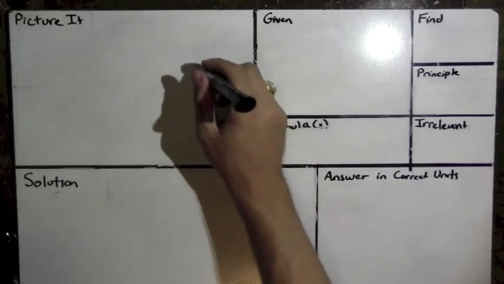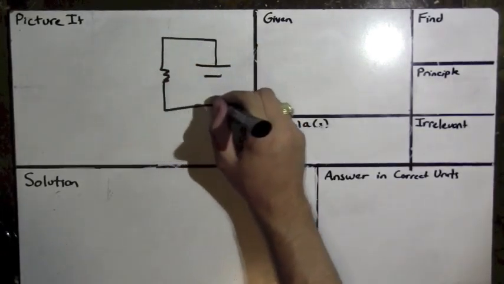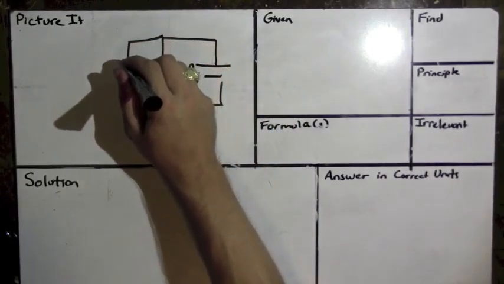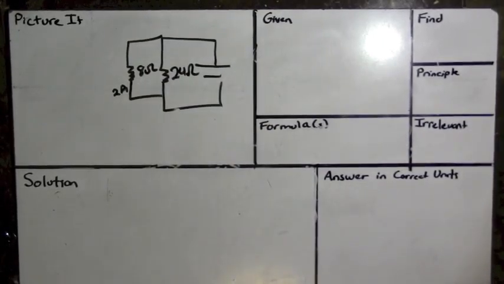Okay, in this example, we start off with a battery. We have 24 ohms. We have 8 ohms and 2 amps. And this question says, determine the total power dissipated by the circuit and by each individual resistor.